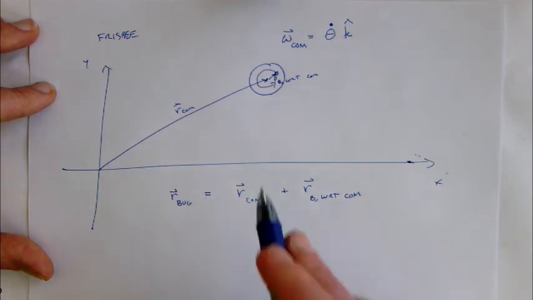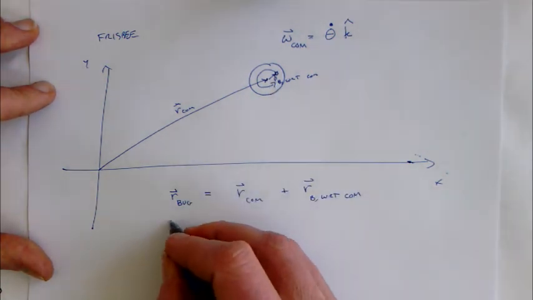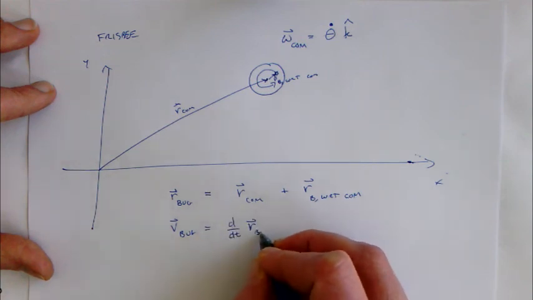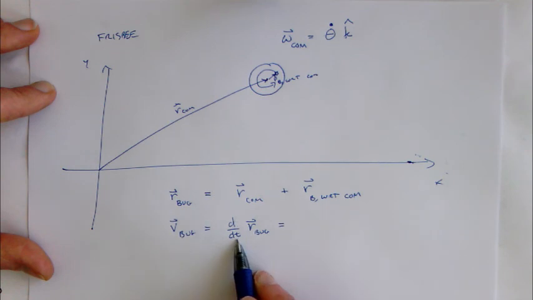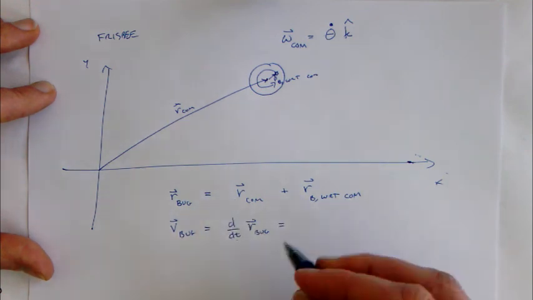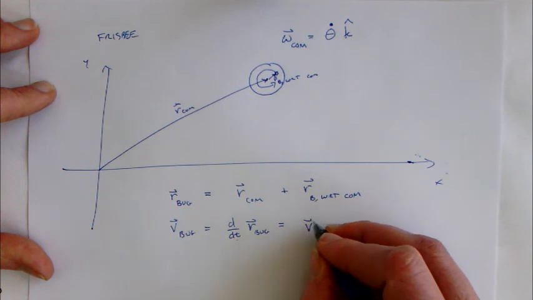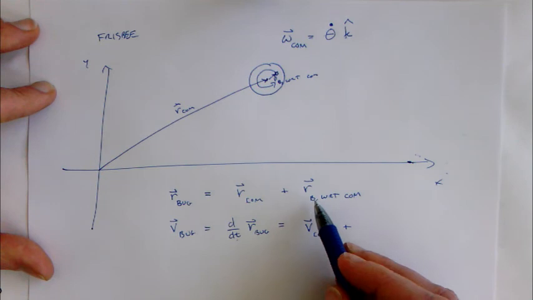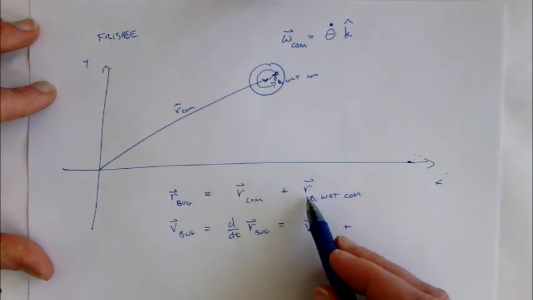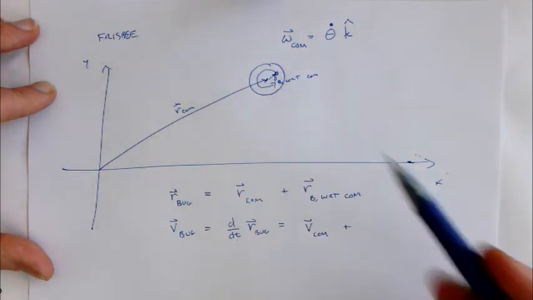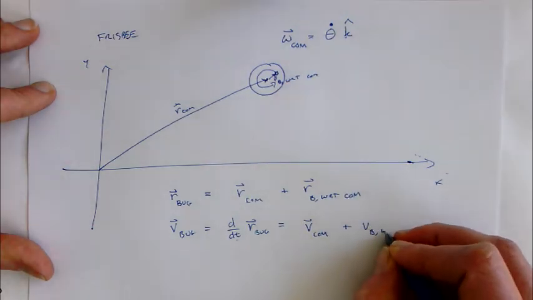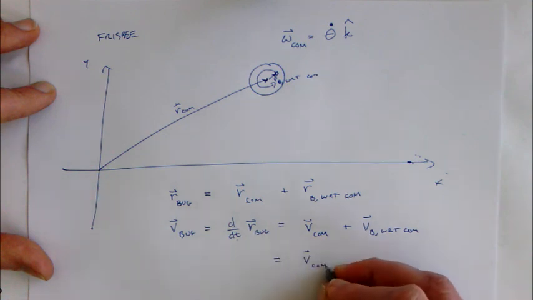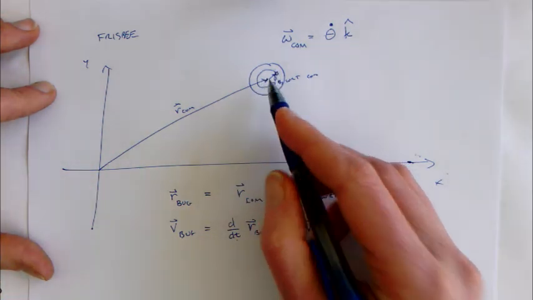Now if I ask the question, what's the velocity of the bug? Well, the velocity of the bug is the time rate of change of the bug's position. And since the derivative is an operator that distributes here, that is going to be the velocity of the center of mass, right? The time derivative of this first term, plus the velocity of the bug with respect to the center of mass. But with respect to the center of mass, the only motion is rotation.